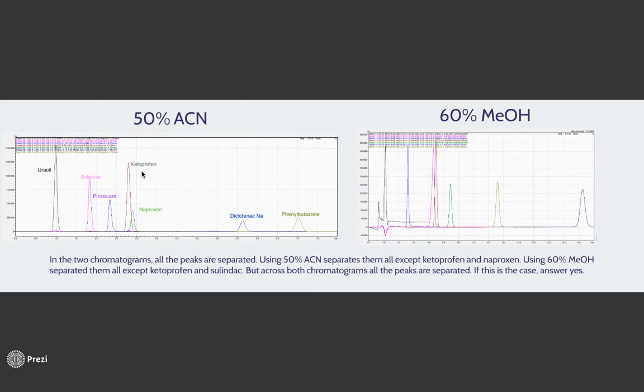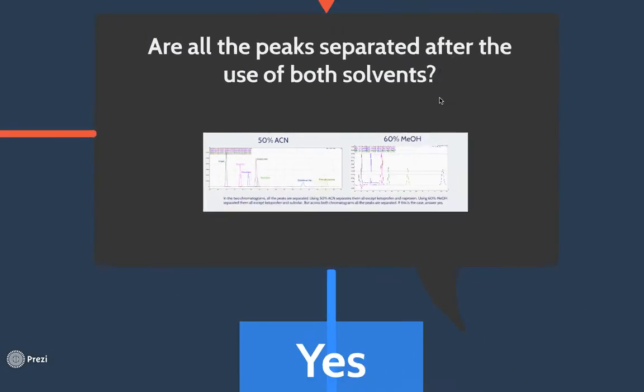And here's just an example of that. So with acetonitrile, ketoprofen and naproxen are not separated. With methanol, it's ketoprofen and sulindac. But if you look across both chromatograms, all the peaks are actually separated.